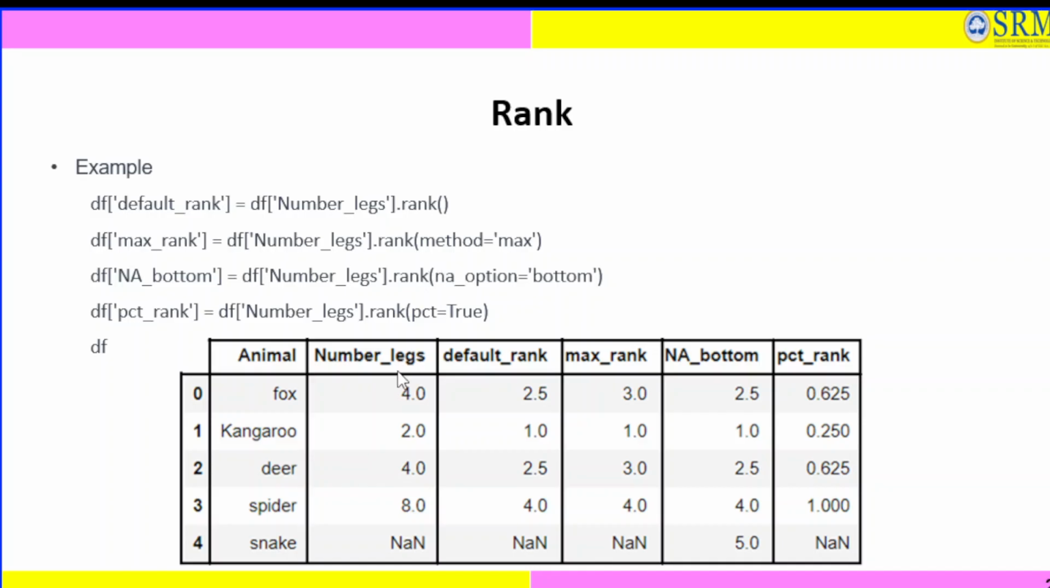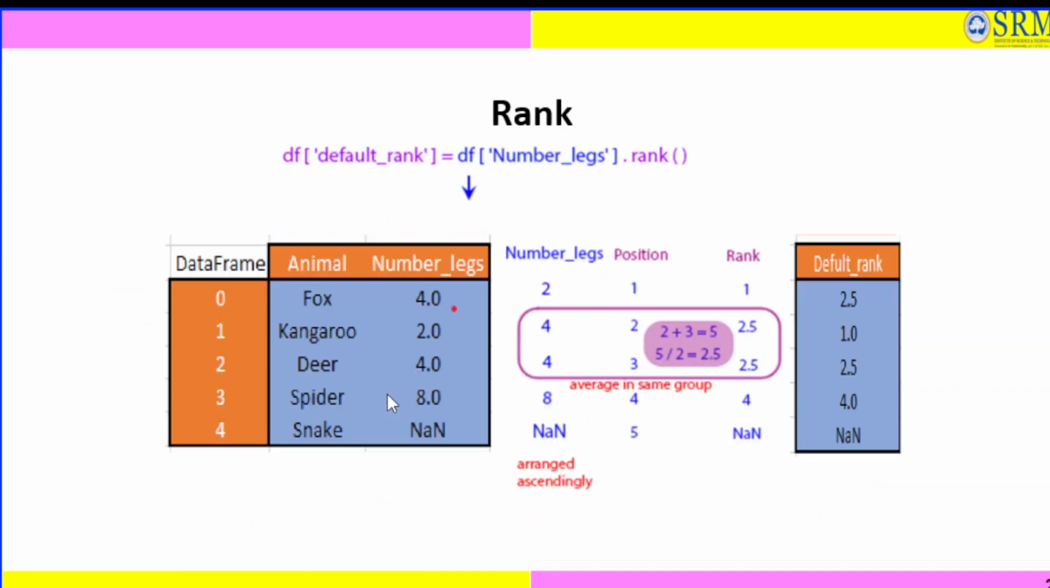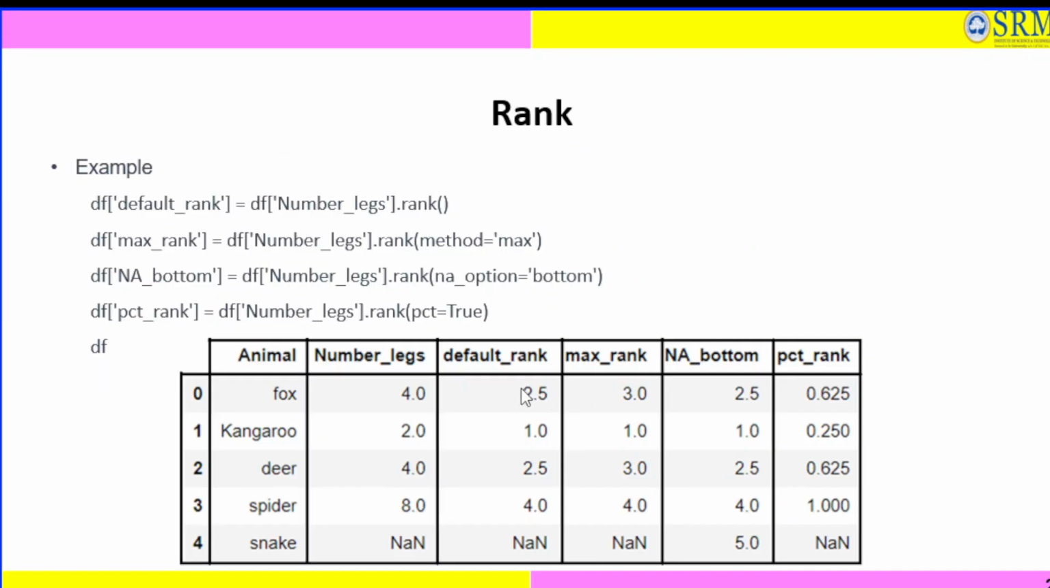Default rank, let me show with an image. This is how we calculate the default rank. You can see that for default rank we get 2.5, 1, 2.5, 4, NaN. How has this 2.5, 2.5 come? Because whenever we have the same value, how do we rank it? This default rank can be computed by finding the average of the positions.